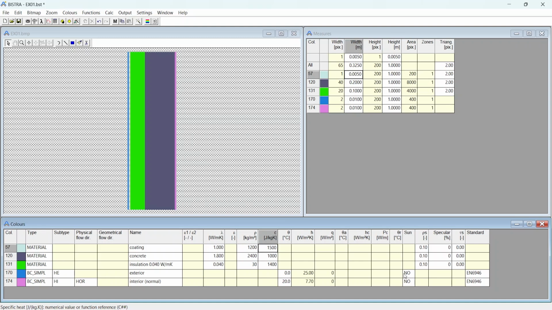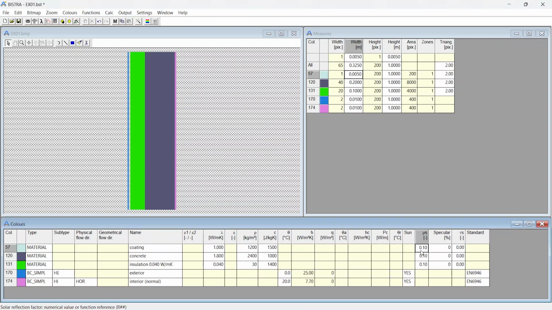In the Colors window, to take into account the thermal heat capacity of a material, we define density represented by ρ and the specific heat represented by C. BISTRA includes a solar processor which can be activated by toggling the sun to yes and creating a solar zone. This option is relevant to the boundary conditions either with a global surface coefficient using type BC simple or with detailed infrared radiation using BC sky.